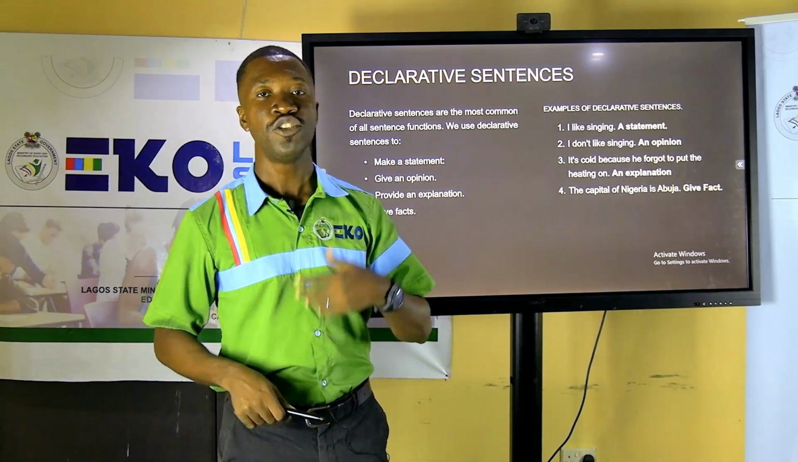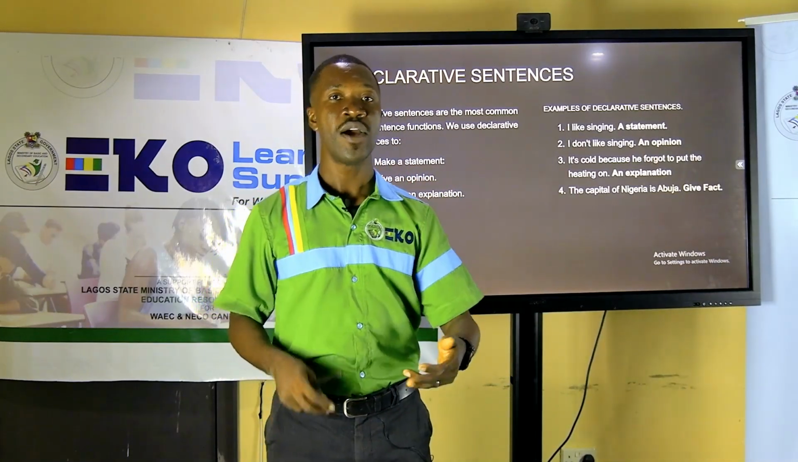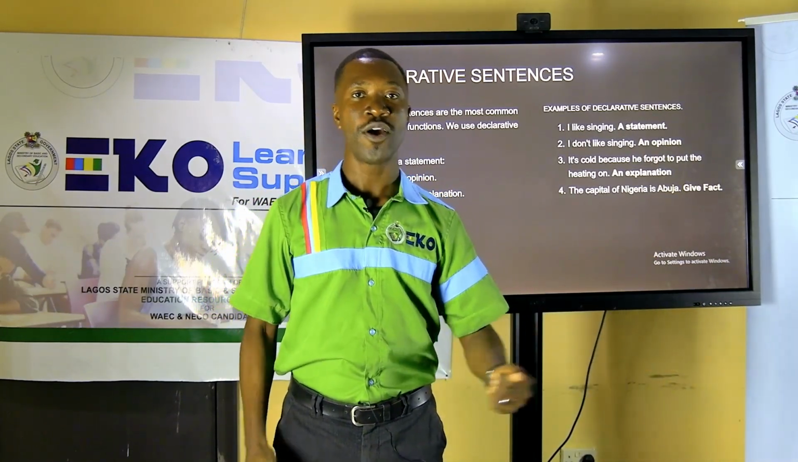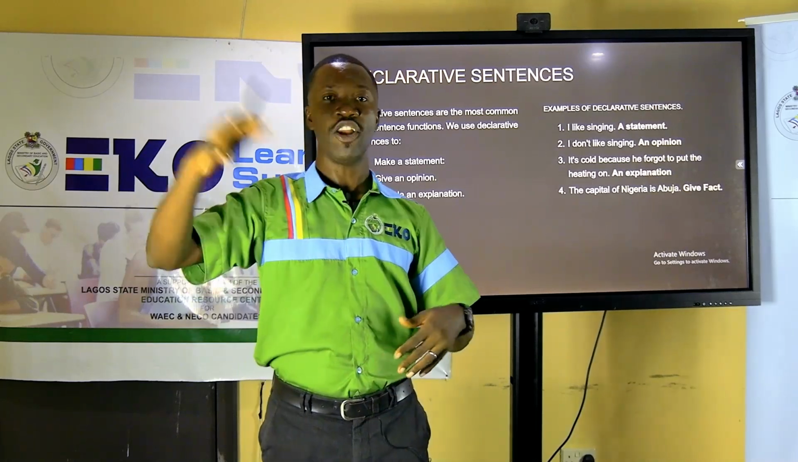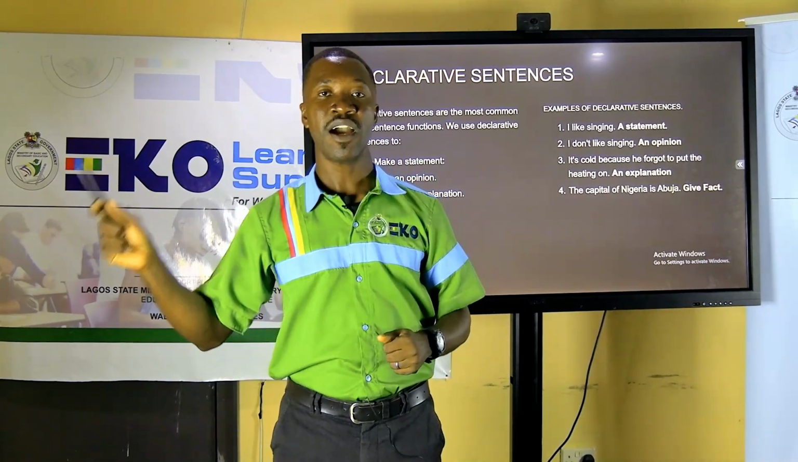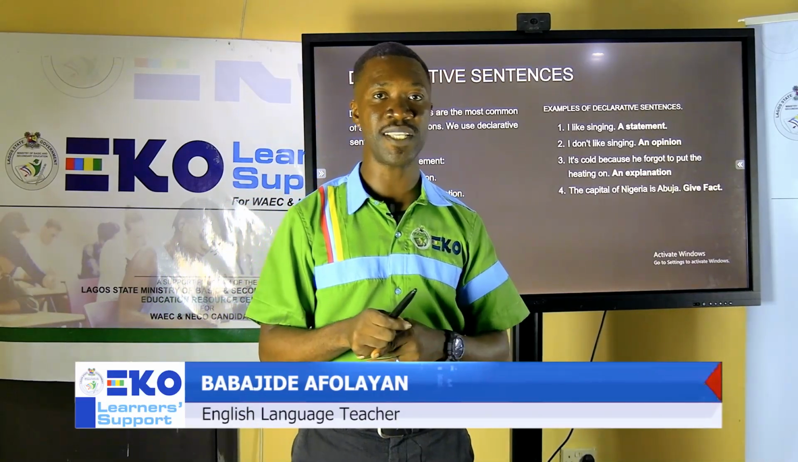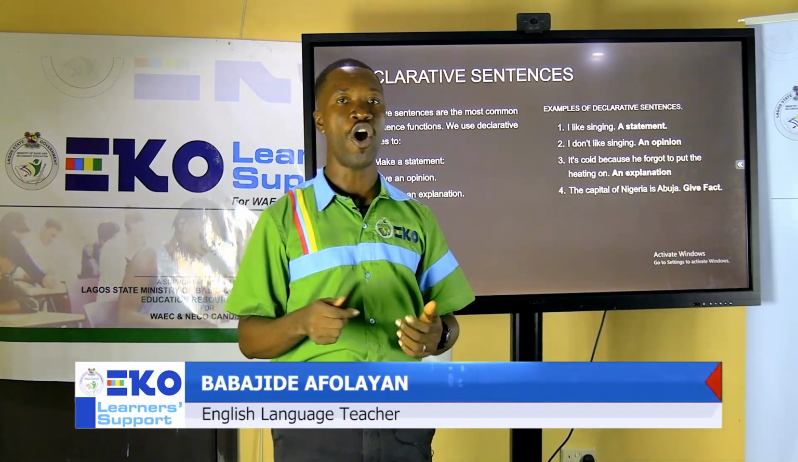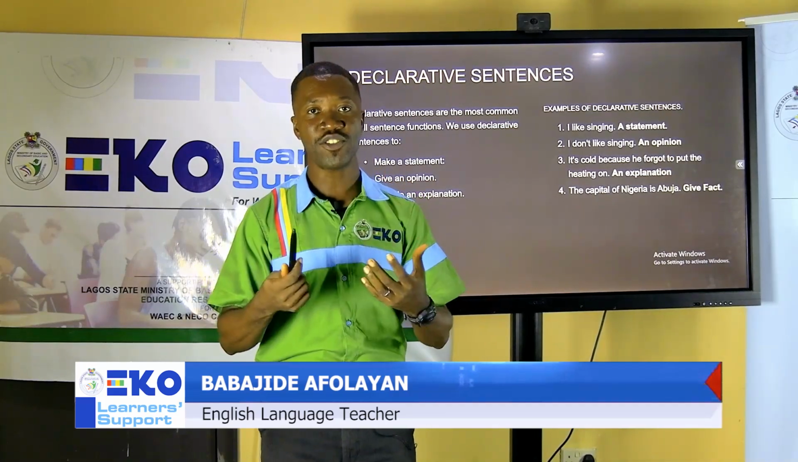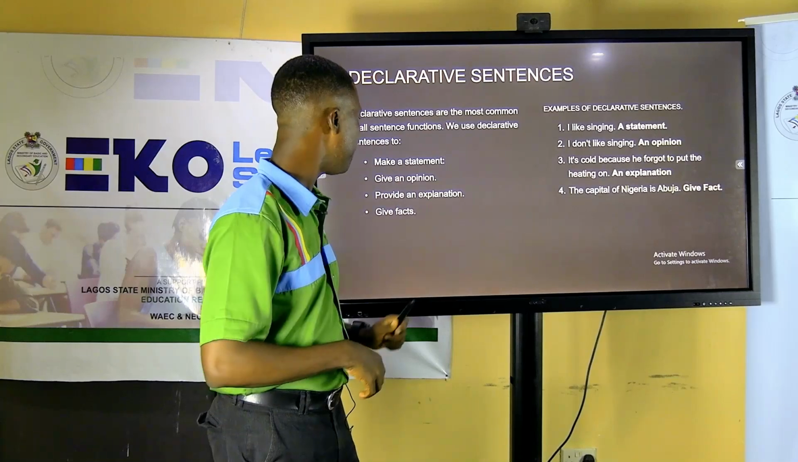For example, you want to make a statement, like, I am going to school. I will visit you tomorrow. I am a girl. I am a boy. The man is coming tomorrow. We make use of the declarative sentence. We also use it to give an opinion. You want to give an opinion about something, about somebody, or you want to express your idea about a thing. You make use of the declarative sentence.